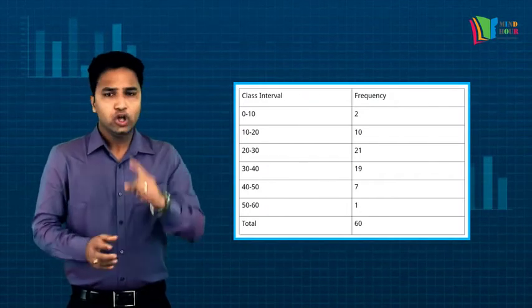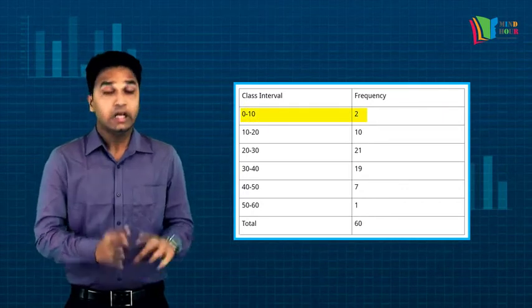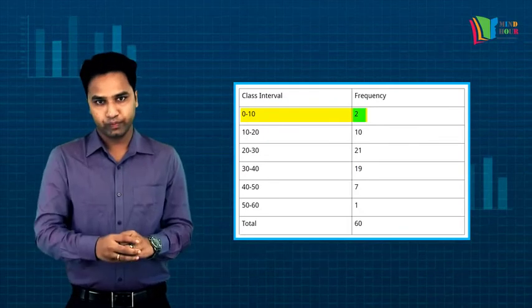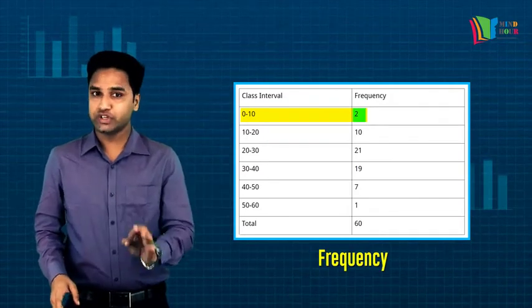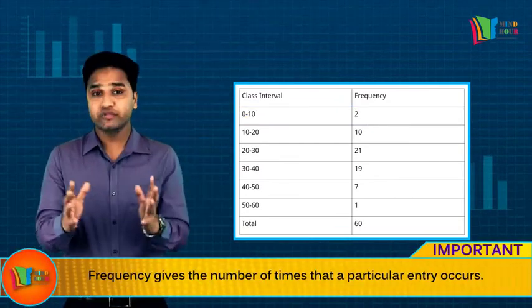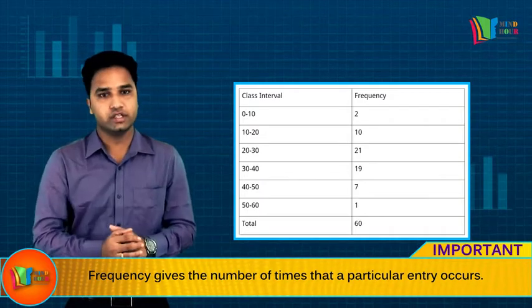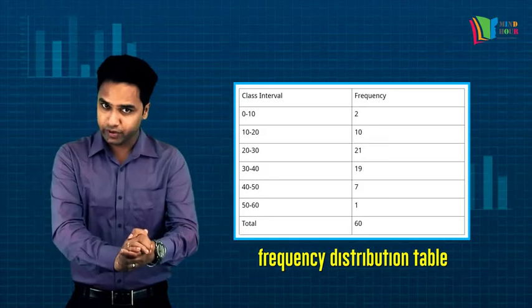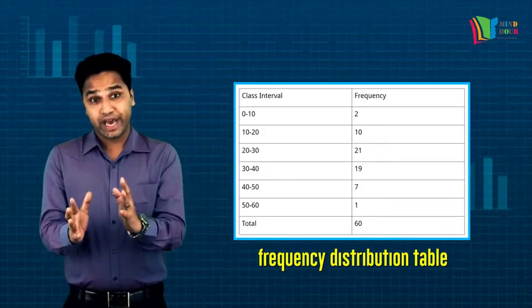For example, look at the interval 0 to 10. The number of students who got marks between 0 and 10 is 2. Now 2 is called the frequency of the interval 0 to 10. Frequency gives the number of times that a particular entry occurs. The table made is known as a frequency distribution table, as it gives the number of times an entry occurs. This particular frequency distribution table is a continuous frequency distribution table as the intervals are continuous.